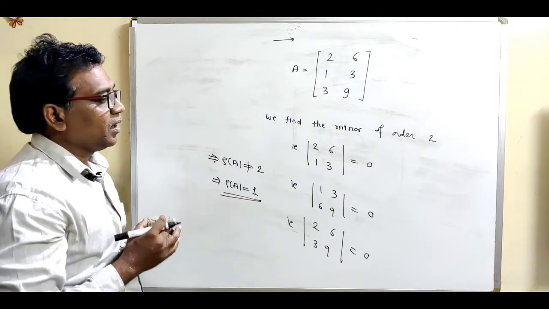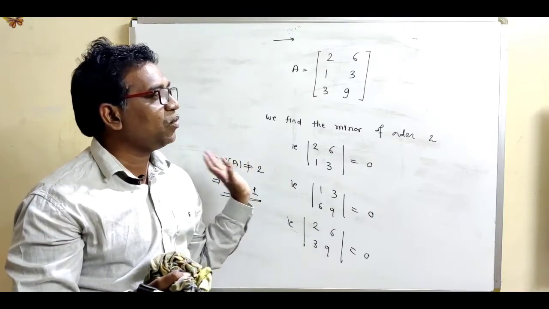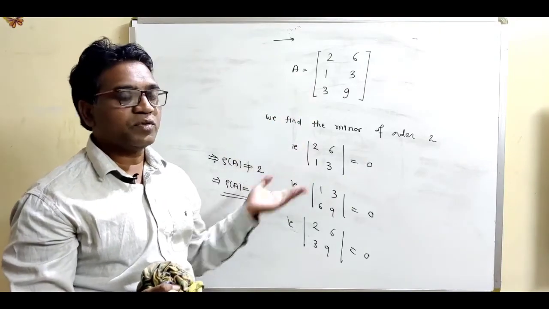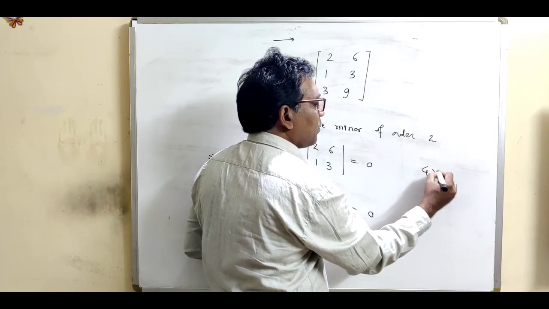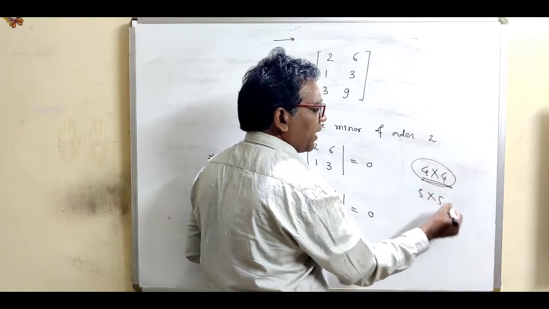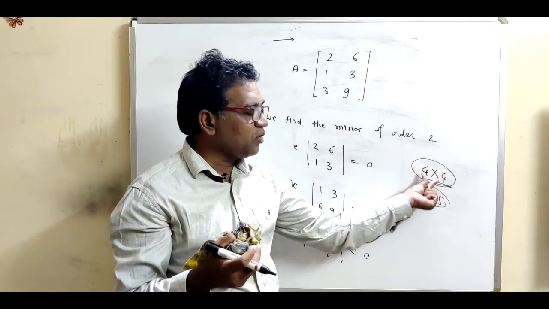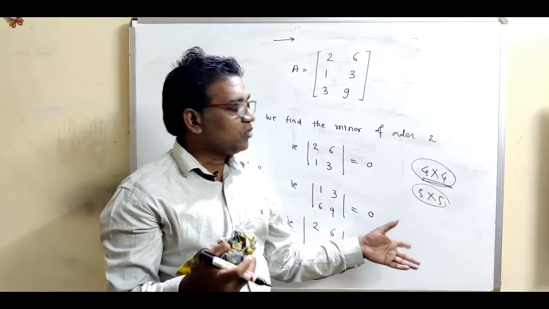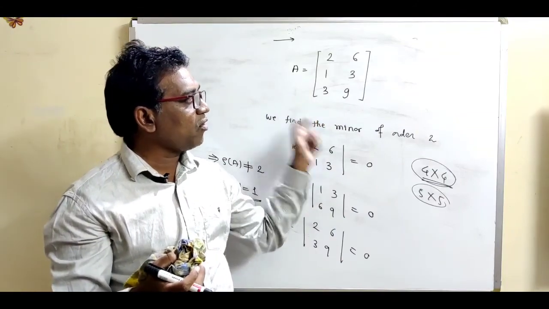So see, this determinant method or minor method is applicable only for matrices of order 3 by 3, or we can take 3 by 2 also. This method is not practical for matrices of order 4 by 4 or 5 by 5. Because for a 4 by 4 or 5 by 5 matrix, it is not practical to find the determinant of order 4 by 4, or the determinant of order 5 by 5. So this determinant method is applicable only for matrices of order 3 by 3.